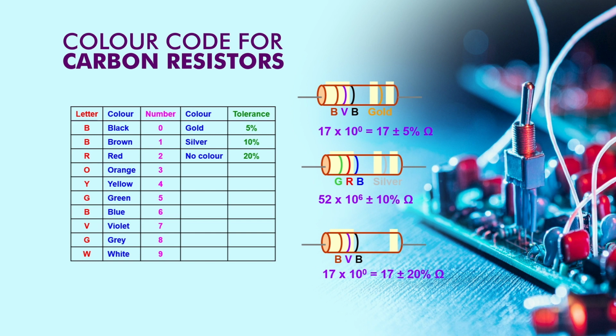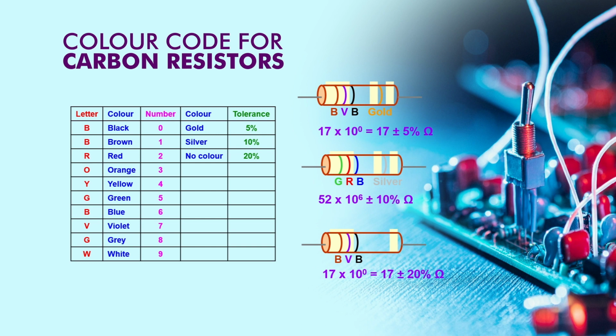Here are a few examples. If we have brown, violet and black, with a golden band, then we will have 17 ohm of resistance with plus minus tolerance of 5%. If we have green, red and blue along with the silver, then we will have 52 into 10 to the power of 6 plus minus 10% of the tolerance, and the unit will be ohm.